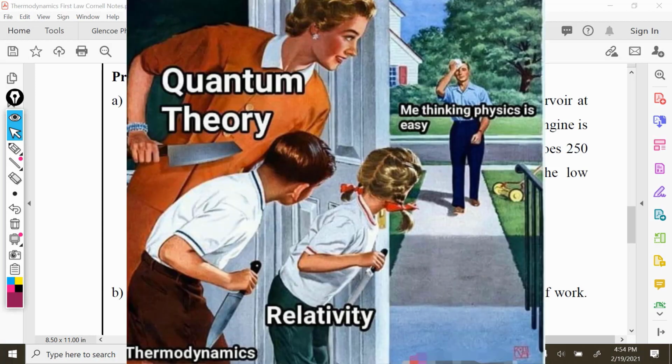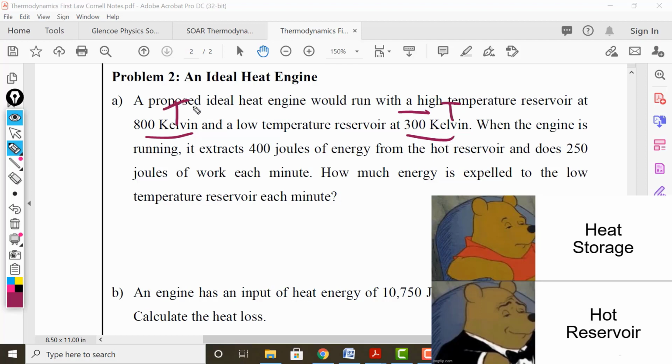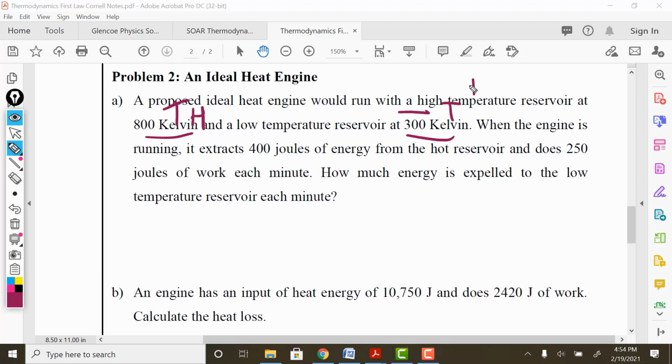Let's apply what we learned about the first law of thermodynamics and its application to engines. Problem 2 is loaded with information. When we looked at the first law, it was about energies. It was about heat. It was about joules. So I'm giving you temperatures in this problem. You're seeing Kelvin. These are temperatures. This is the high temperature reservoir, so this is TH. This is the cold reservoir temperature. This is going to be TC.